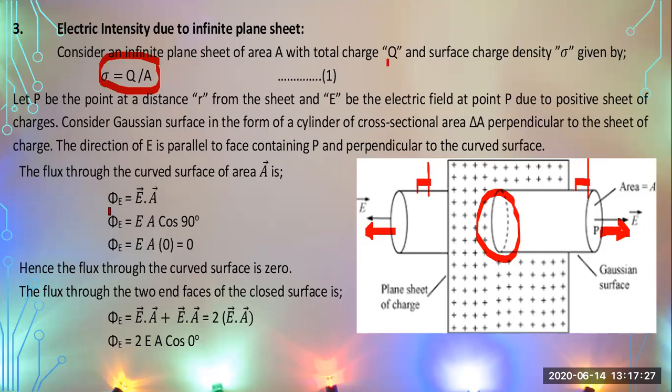So if you are calculating electric flux through the curved surface of area, you will see E dot delta A, which is basically equal to EA cos 90, and cos 90 is 0. This shows that the electric flux through the curved surface is 0 due to the 90-degree angle. Along this surface and this surface, the flux is basically 0 for the curved surface.